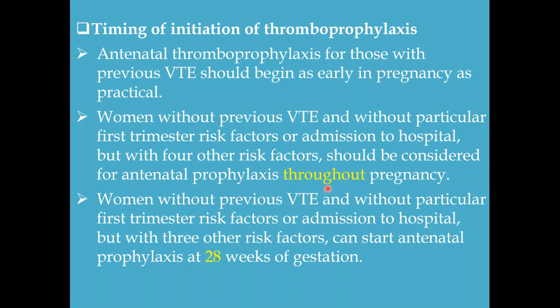Women without previous VTE and without particular first trimester risk factor or admission to the hospital, but with three other risk factors can start antenatal prophylaxis at 28 weeks of gestation. So if there's three risk factors, and there is no previous VTE and no particular first trimester risk factor like ovarian hyperstimulation syndrome or hyperemesis gravidarum, we'll start the low molecular weight heparin at 28 weeks of gestation.